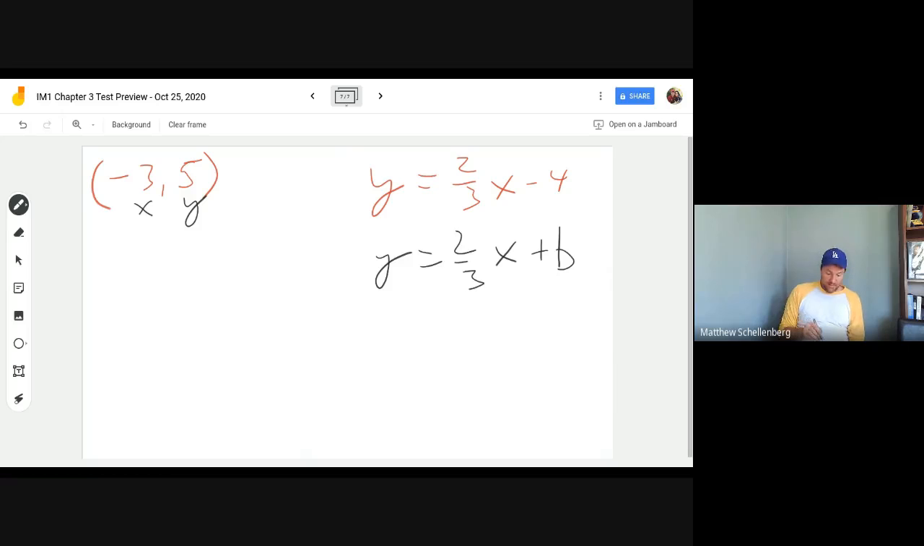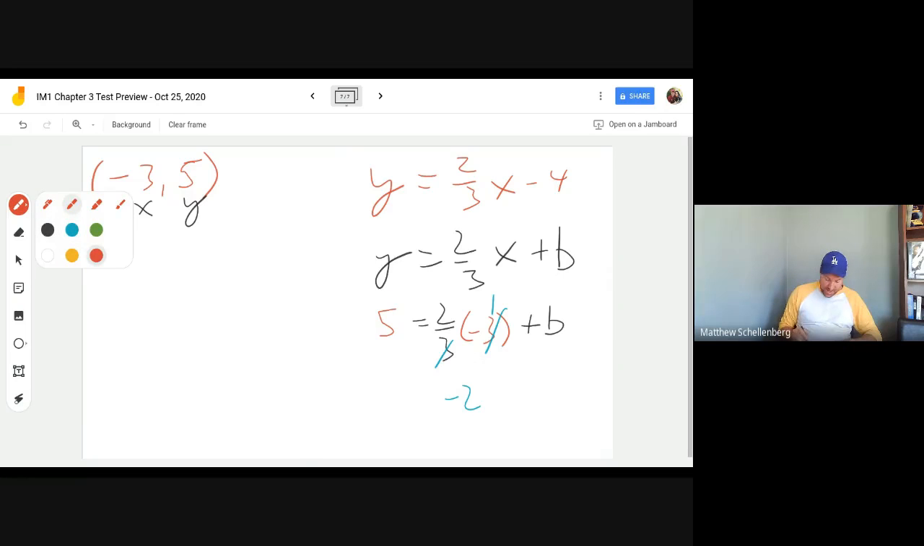So we have here minus 3 and 5. And so we're going to plug those in for x and y. So my y is going to become 5. And this equals 2/3 times x, and my x is minus 3. That was very fortuitous. And then I have still plus b, because the b is the thing that we're trying to figure out. 3 divided by 3 is 1. And so that leaves us with 2 times negative 1, which is just minus 2.